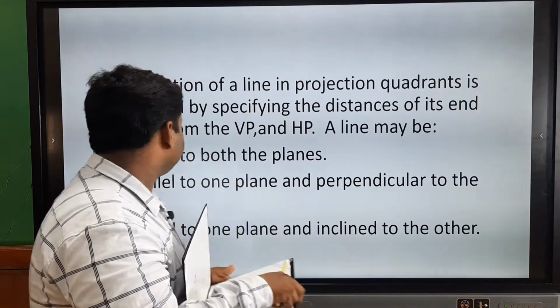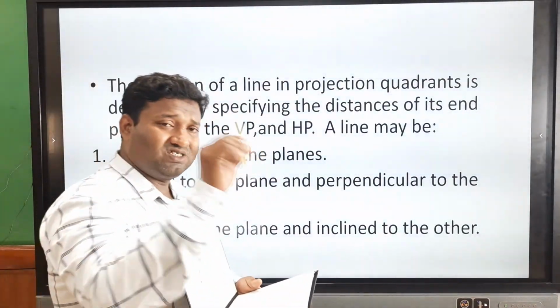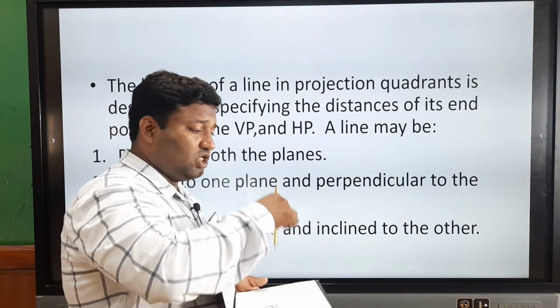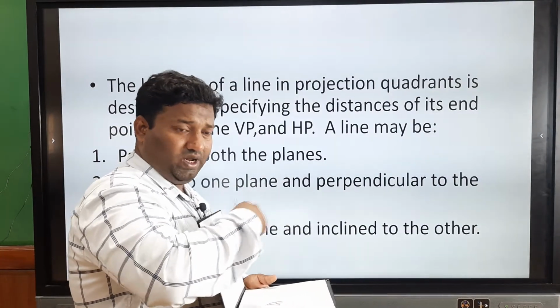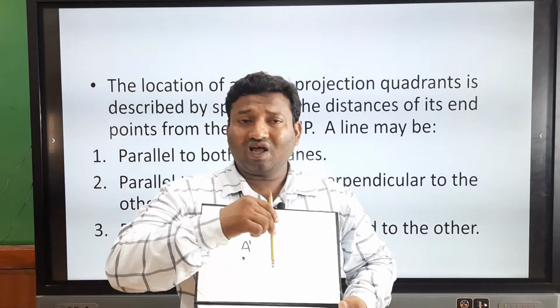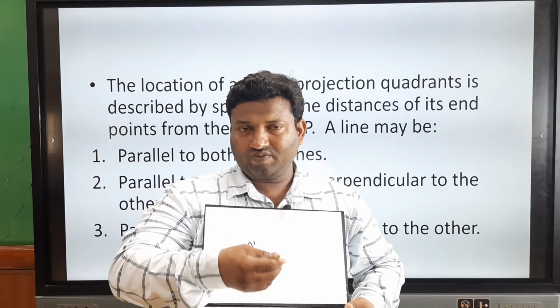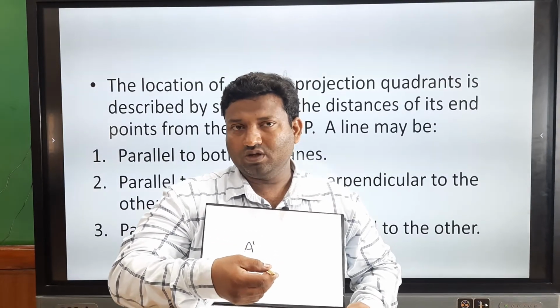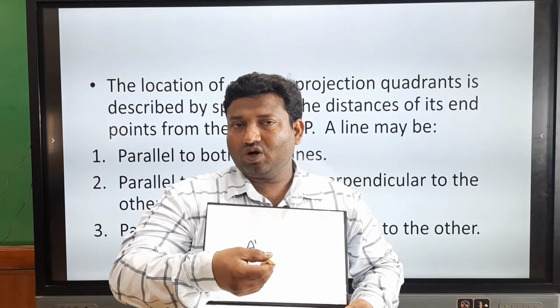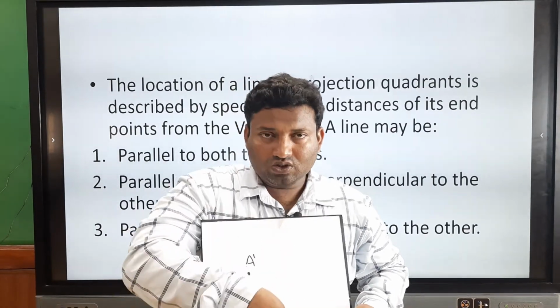Now, the second one: parallel to one plane and perpendicular to the other. Suppose this is the line. If I place it like this, it is parallel to one plane and perpendicular to the other. If I rotate this one, the line is parallel to the VP and perpendicular to the HP. If I change the direction of the line in this way and place it in this condition, what will happen? The line is perpendicular to the VP and parallel to the HP.